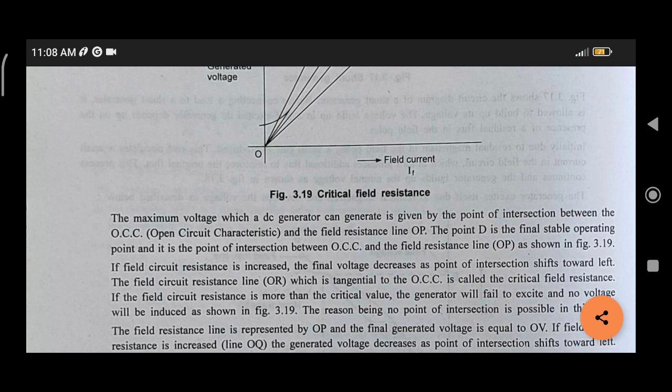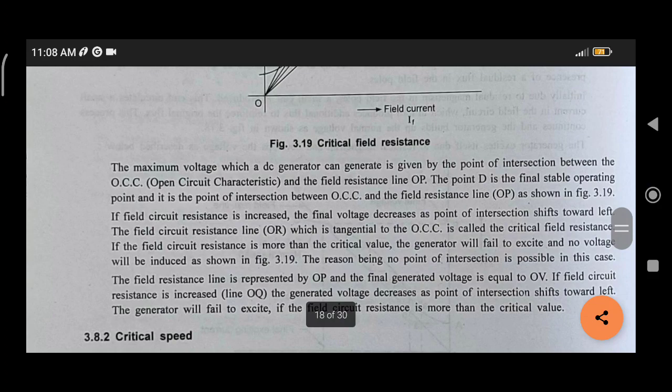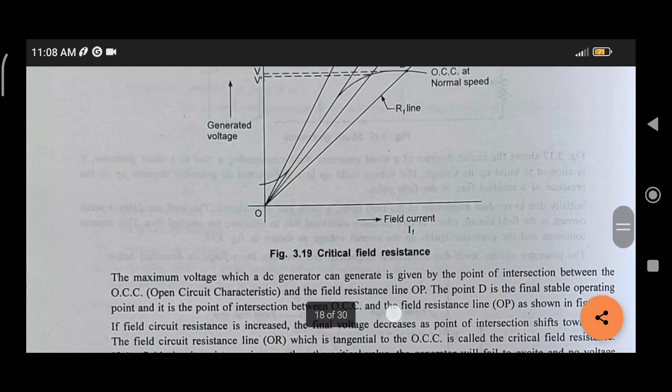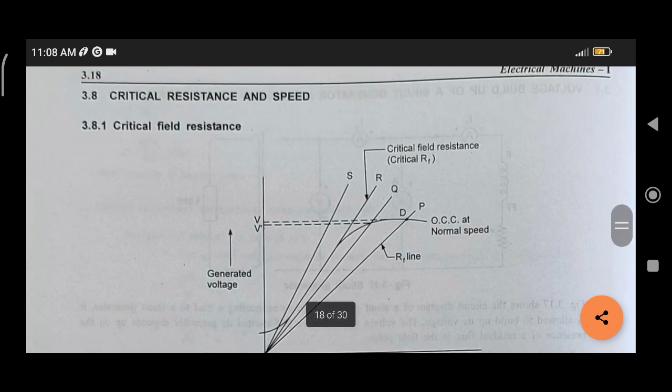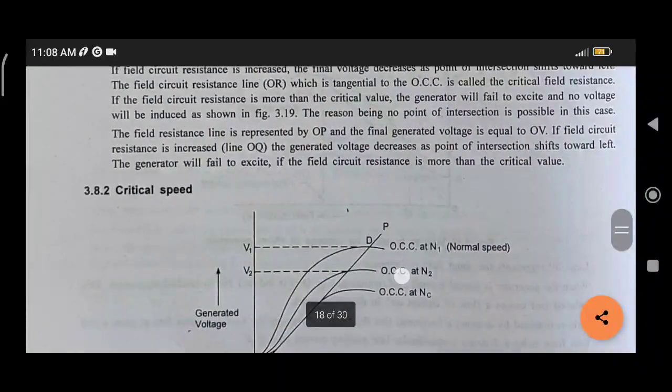If the field circuit resistance is more than the critical value, the generator will fail to excite and no voltage will be induced, the reason being that no point of intersection is possible in this case. So we have to maintain this field resistance line OP. Otherwise, if the line shifts upward, the voltage build-up process will fail. We have to maintain the resistance below the critical field resistance in order to successfully build up the voltage.